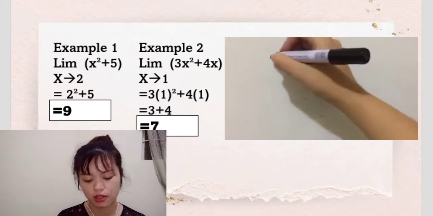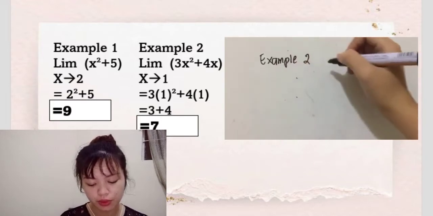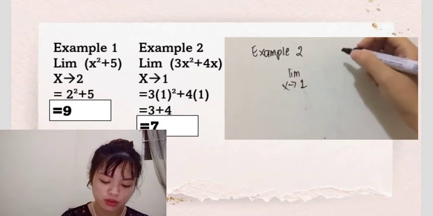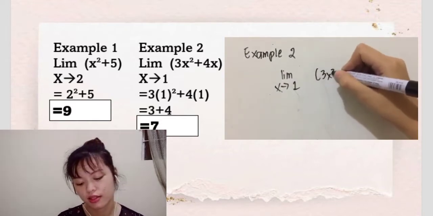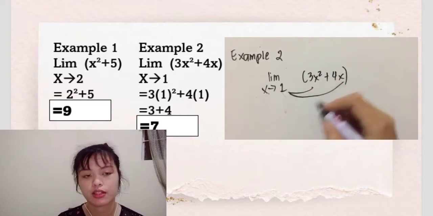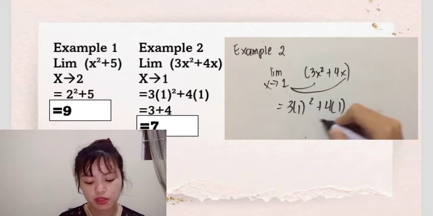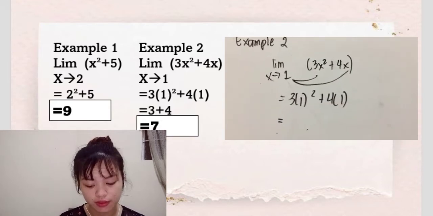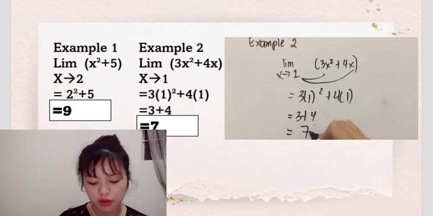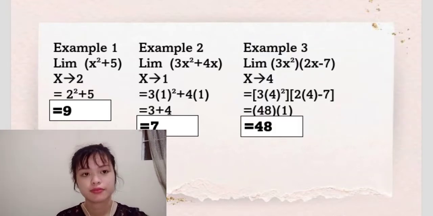Next is our example number 2. Let's say limit as x approaches 1. Ating given ay 3x squared plus 4x. Ganun lang din gawin natin. I-substitute lang natin yung 1 sa pinaka-x natin. So, 3 times 1 squared plus 4 times 1. So, 1 squared is equals to 1 lang din. So, 3 times 1 plus 4 is equal to 7. Yun ang pinaka-final answer natin.